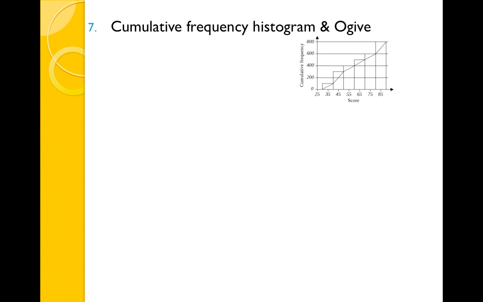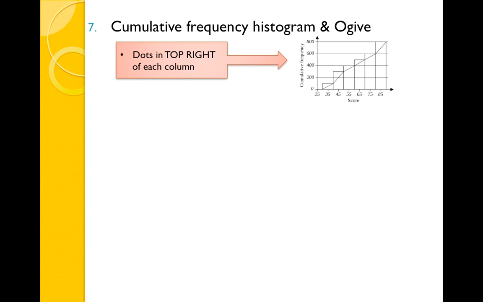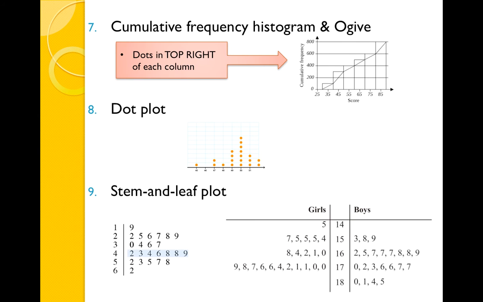Cumulative frequency histogram and ogive, similarly done in a previous lesson. Just a reminder that the dots would now be in the top right of each column. A dot plot and a stem and leaf plot. Make sure that you understand the working of a double stem and leaf plot, where the stem goes for the right hand side, for example, boy's height 153 and this girl's height 154.